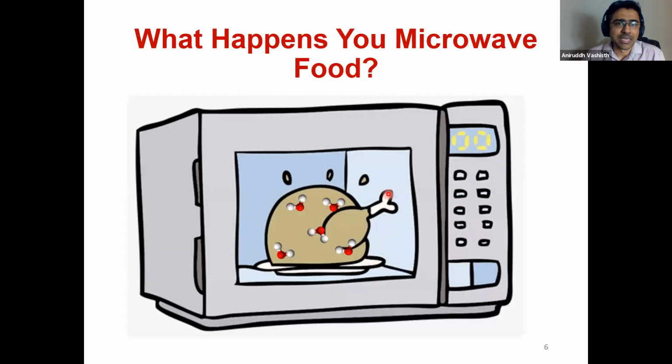So let's start with a very basic question: what happens when you microwave food? Microwaves usually run at 1.5 kilowatts of power. As soon as you switch on your microwave, the water molecules in your food start rotating like spindle tops, and they bang into each other, create a lot of friction, and that heats up your food.